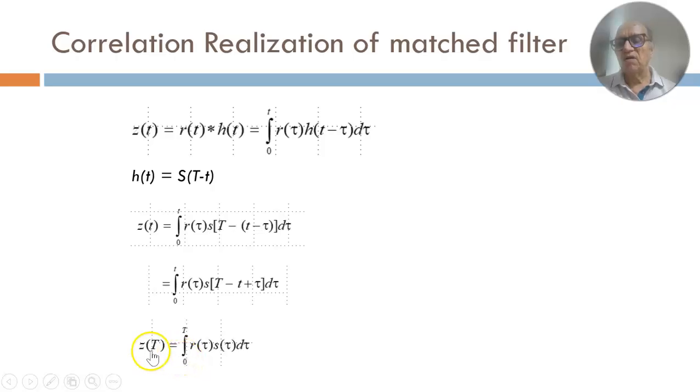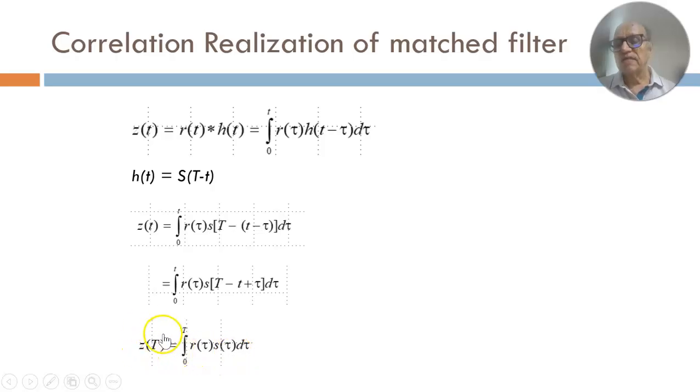So we have got an alternative expression for the output from the matched filter in terms of the time domain quantities. This is the input signal, which consists of signal plus noise, and this is the signal part itself. Now notice that τ is a dummy variable here, so I could have used any other variable here. For example, this could have been r(t) s(t) dt.